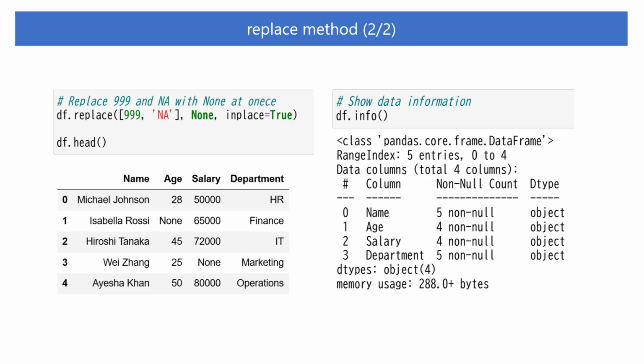If, as in this example, the missing data is denoted in two ways, 999 and NA, both must be replaced with None. Thus, when multiple values need to be replaced, we can use a list in the replace method to replace them all at once. After replacing the data, use the info method to check the data information. The number of non-nulls for age and salary has been reduced to 4, indicating that the missing values have been correctly recognized.